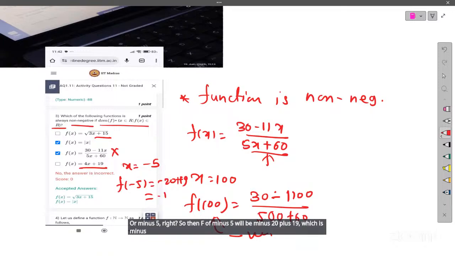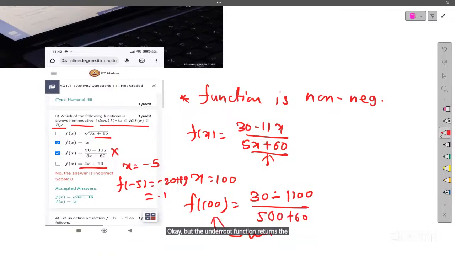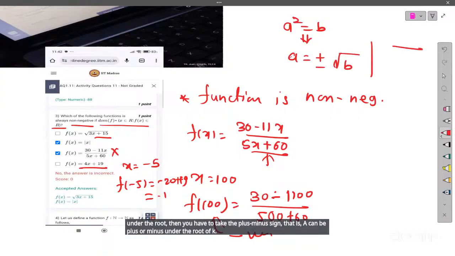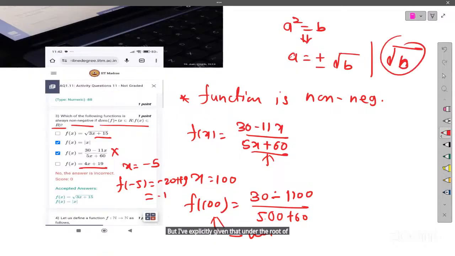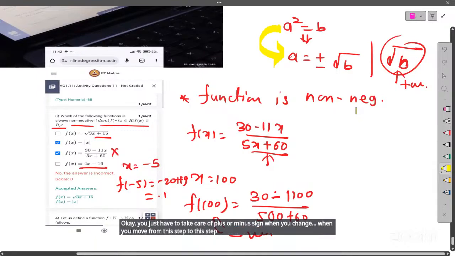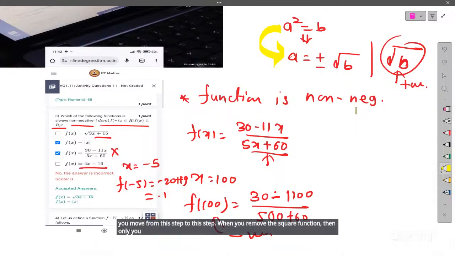5. Okay, but the under-root function returns the value in both plus and negative, no? No. Here it's explicitly mentioned. See, they haven't mentioned the negative side. So what happens is, suppose a square is equal to b, then when you change from this equation to under the root, you have to take the plus-minus sign. That is, a can be plus or minus under the root of b. But if it is explicitly given as under the root of b, this is a positive quantity. You just have to take care of the plus or minus sign when you move from this step to this step, when you remove the square, then only you have to take plus and minus under the root.